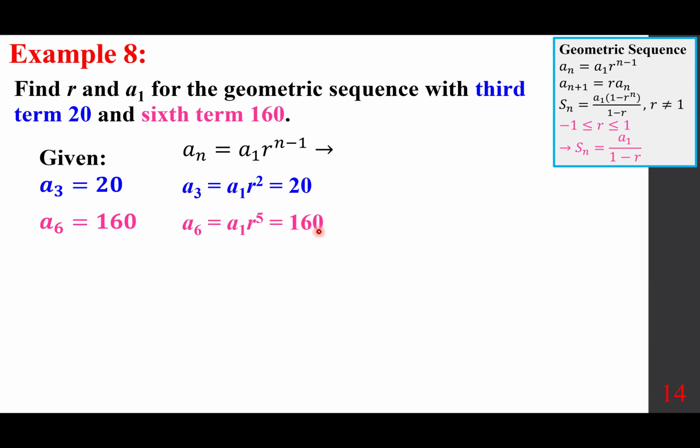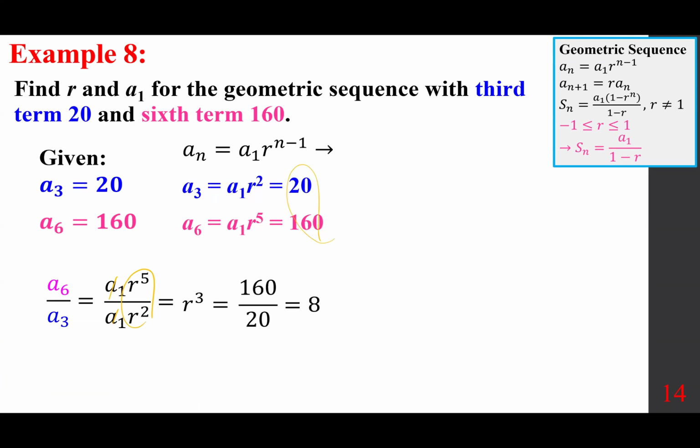When we have a case like this, the methodology of solving is just to divide one by the next one. So if I divide this one by this one, A6 divided by A3, A sub 1 cancels out A sub 1. This is R cubed, which is 160 over 20, or 8. R becomes 2.